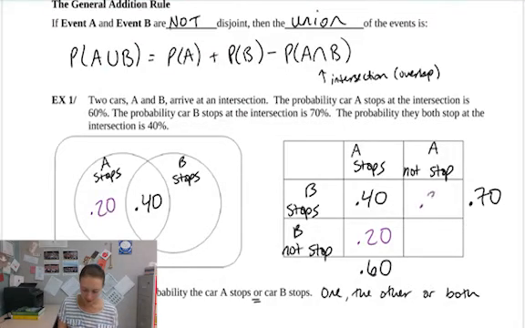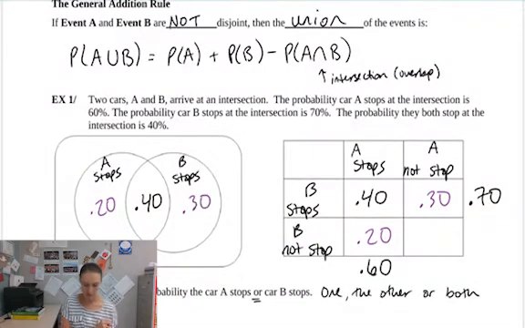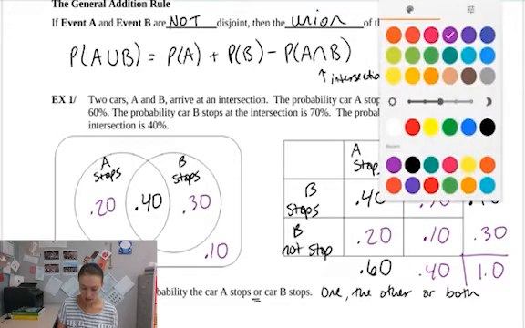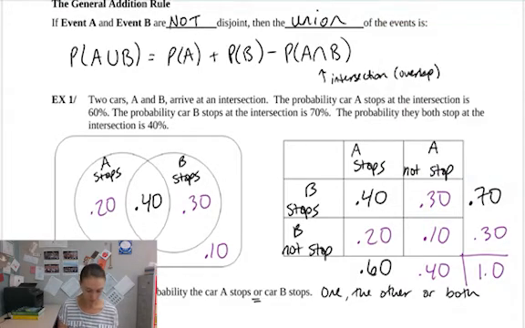This is going to be 30%, so that's going to be B stopping and A not stopping, 30%. And then what's left over? So if I have 30% to equal 1 and I have 40% to equal 1, then this spot needs 10% there. So again, you can do either one, the table or the Venn diagram, whichever one makes most sense to you. You do not have to do both.